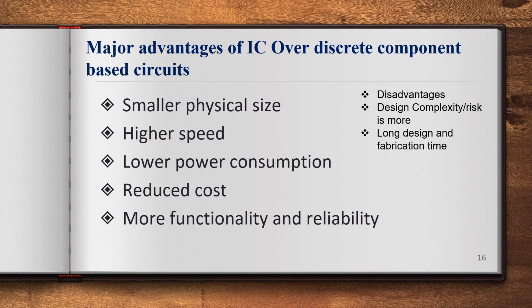Major advantages of IC over discrete component based circuits. If you implement a circuit using discrete components, there are many disadvantages. Size increases, speed decreases, power consumption will be more. If you implement using IC, these are the advantages. Size drastically decreases, speed increases, power consumption decreases, cost also reduces as we go for mass production. More functionality and reliability also increase.